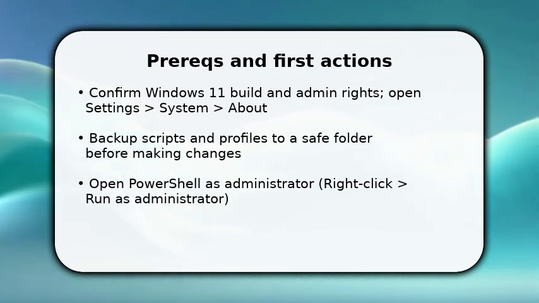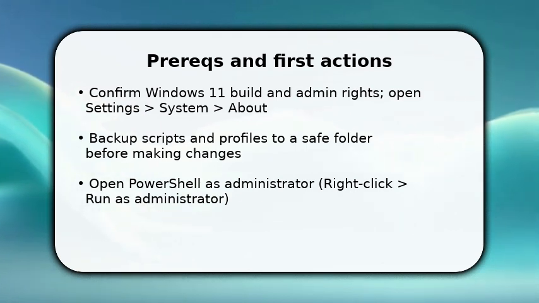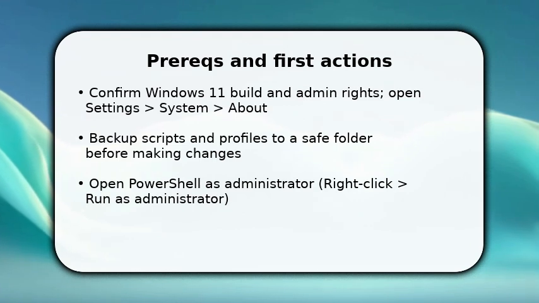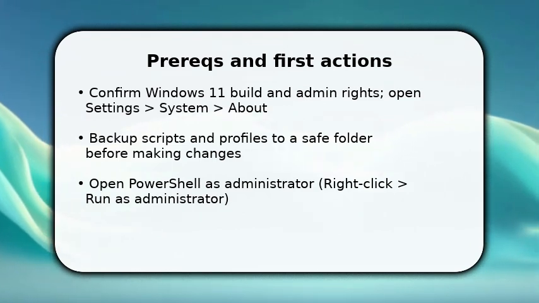If policy blocks you, set a temporary bypass with Set-ExecutionPolicy Bypass -Scope Process. This lets you test fixes without changing machine-wide settings. Make sure to note the original policy so you can restore it later.